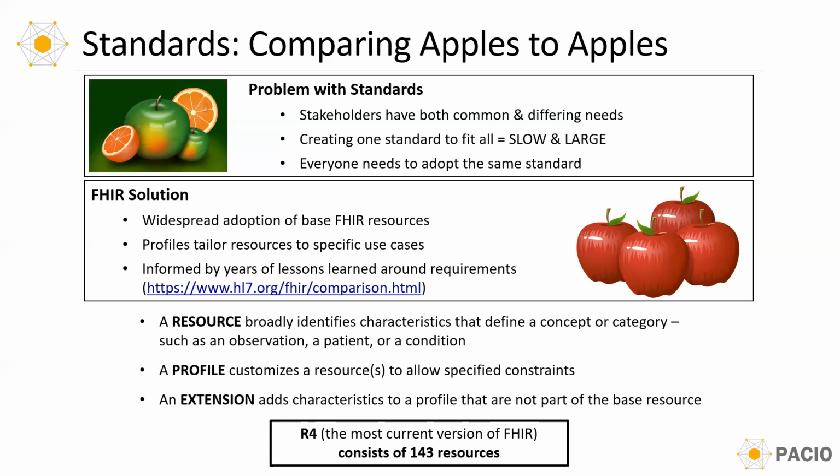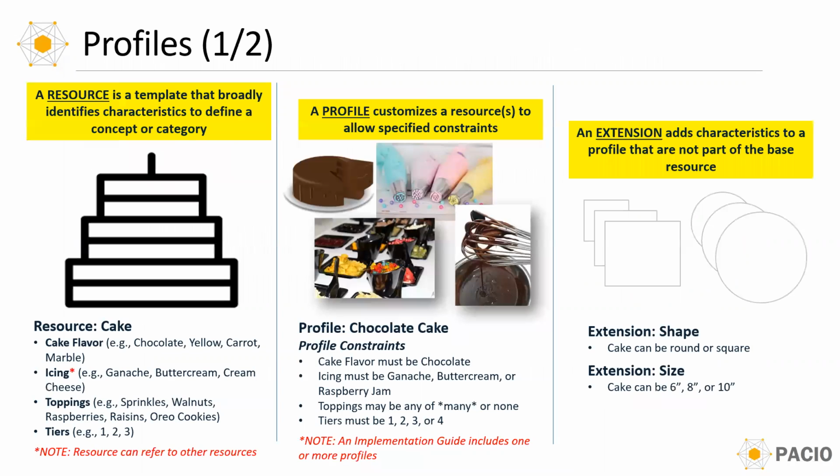A FHIR resource broadly identifies characteristics that define a concept or category, such as an observation, a patient, or a condition. R4, the most current version of FHIR, consists of 143 predefined resources. These resources increase reuse of data for multiple purposes and enable lighter weight communication by pointing to existing resources rather than sending all data, facilitating real-time updates.